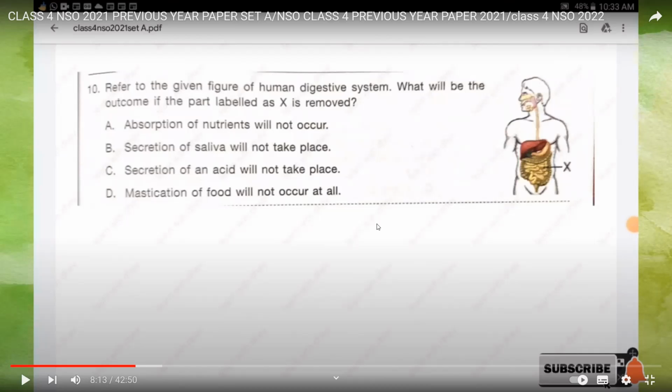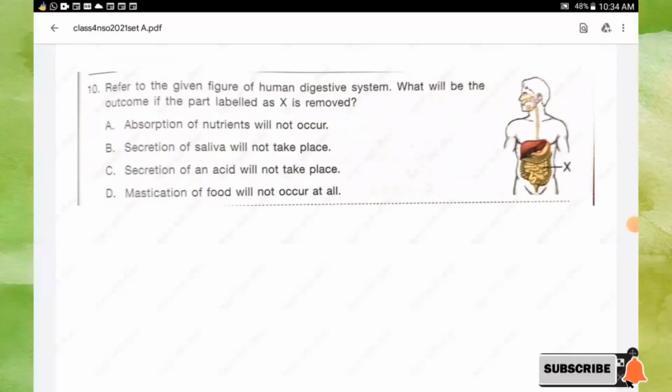Ma'am, option C. Let's check. Refer to the given figure of the human digestive system. What will be the outcome if the part labeled as X is removed? So now look at the figure. The X represents the small intestine.